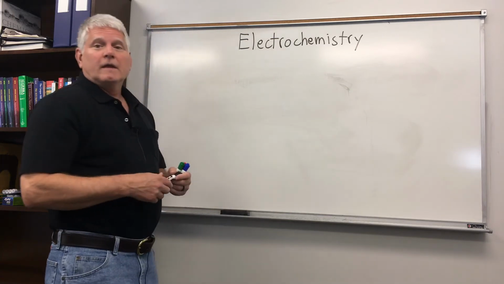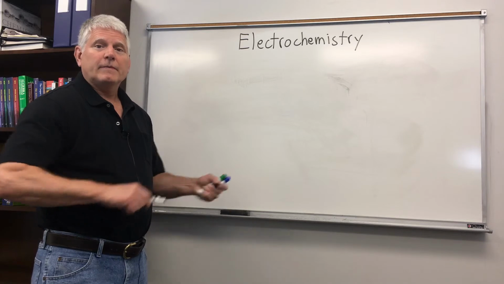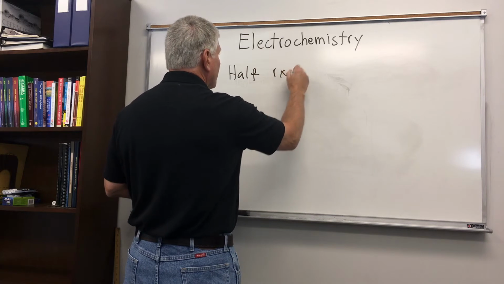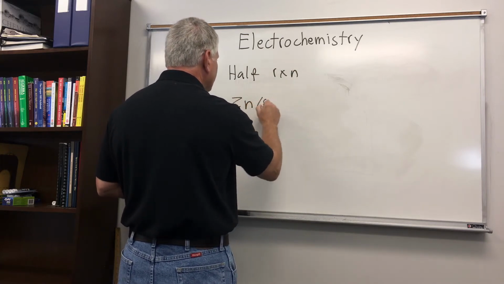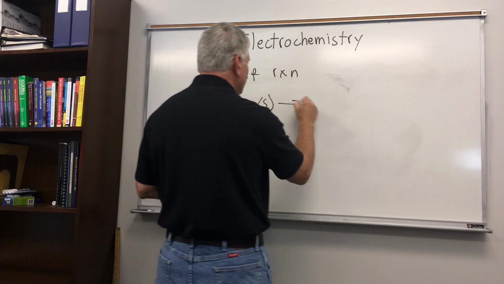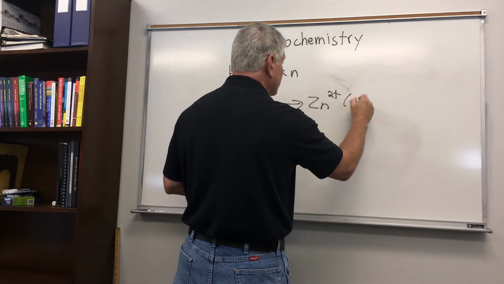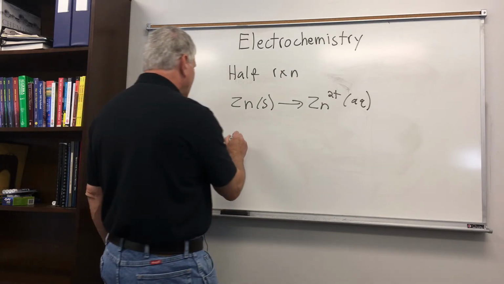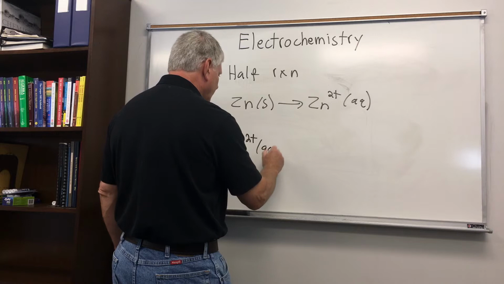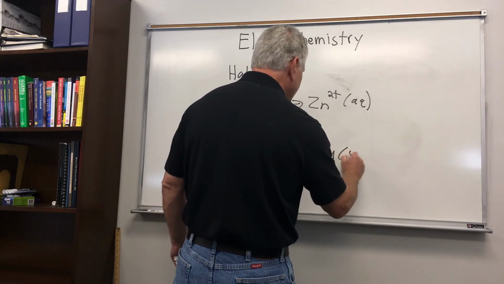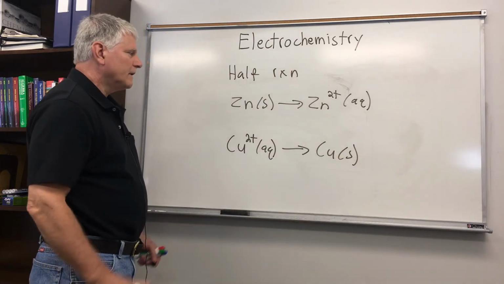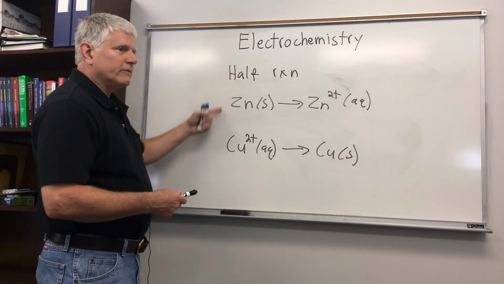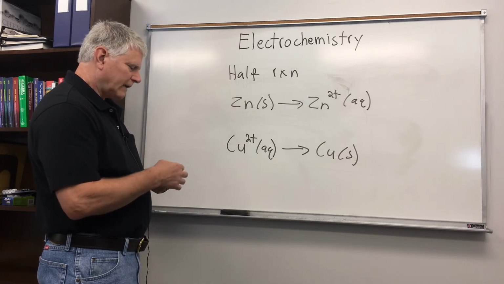Okay, we've broken the two reactions up, and these are called half reactions. So let's write the two half reactions. So we have zinc going to zinc 2 plus. This is one half reaction. This occurs in the left beaker. And then we have copper 2 plus going to copper solid. That happened in the right beaker. So these two reactions are called half reactions because they're one half of the total reaction.